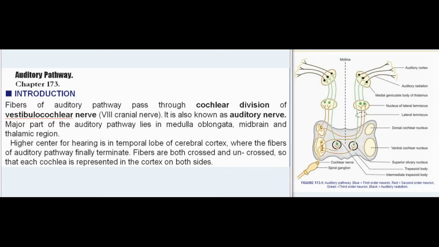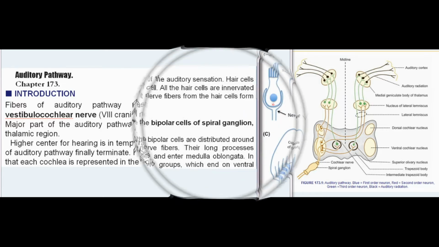Major part of the auditory pathway lies in medulla oblongata, midbrain and thalamic region. Higher center for hearing is in temporal lobe of cerebral cortex, where the fibers of auditory pathway finally terminate. Fibers are both crossed and uncrossed, so that each cochlea is represented in the cortex on both sides.